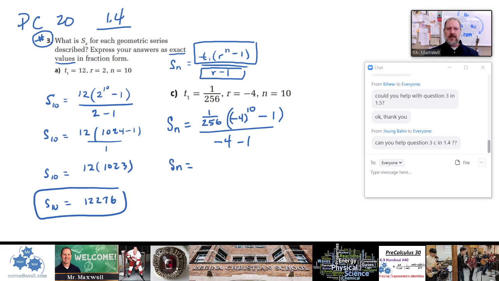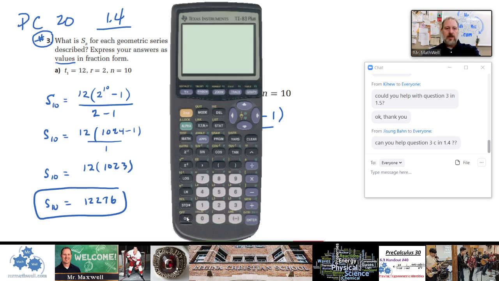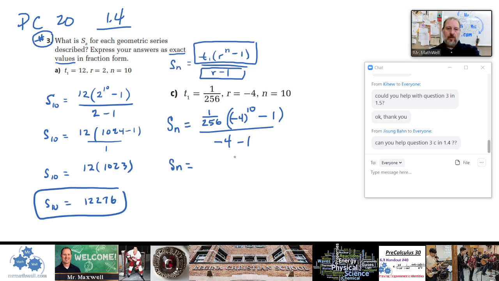Well, what's -4 to the power of 10? What's -4 to the power of 10? Well, we'll get on our calculator here, and I'm going to use the brackets just to make sure we get that negative in there. -4 to the power of 10. It'll be a pretty big number. We can copy that down, it's no big deal. So 1,048,576. So 1,048,576 minus 1, and this is going to be times 1 over 256, and that's going to be our numerator, and this is going to be -5 on the bottom, okay?